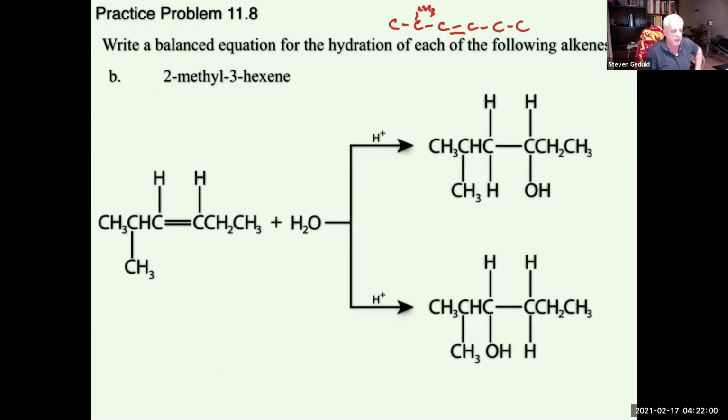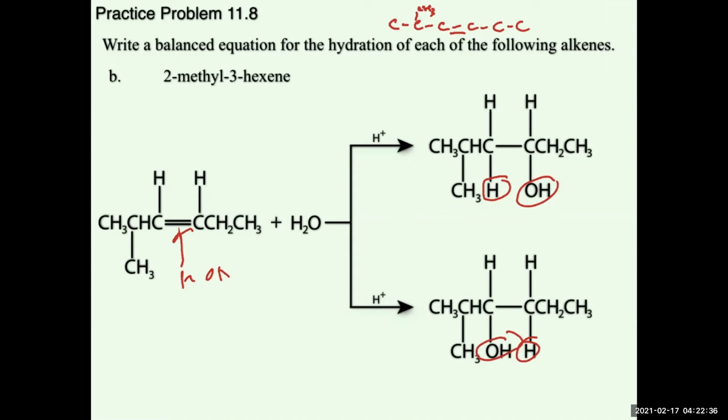So here's our compound drawn out, nice and neat, 2-methyl-3-hexene. And here's our double bond, and that's what we're going to attack. And we use H and OH. In one place, H goes to the left, OH goes to the right. OH goes to the left, H goes to the right. So we switch them. Okay, look at the top one there. Is the top one going to be the major or the minor product? Is it 50-50? It's 50-50.